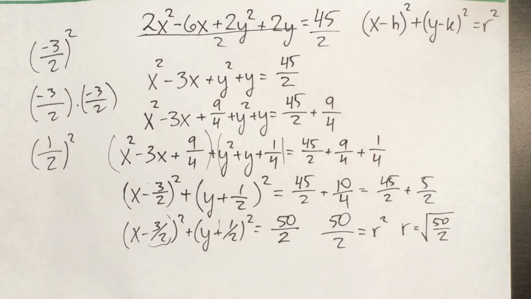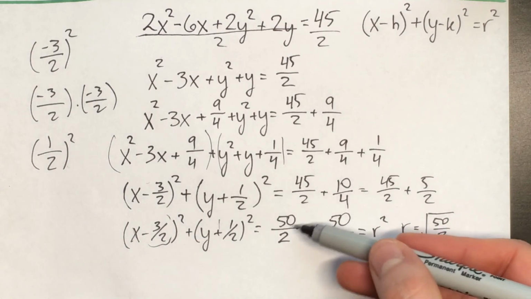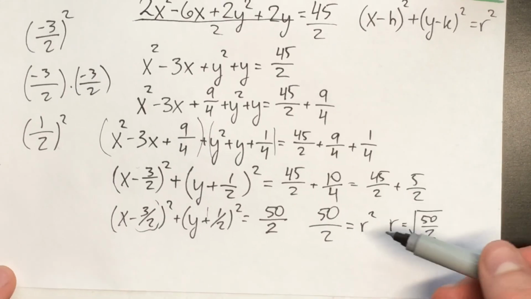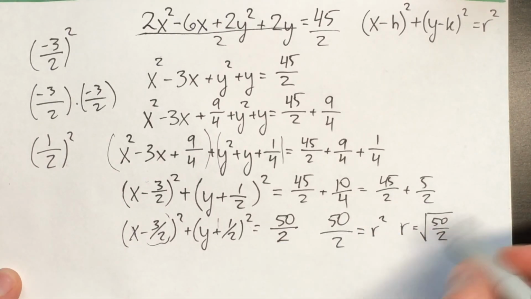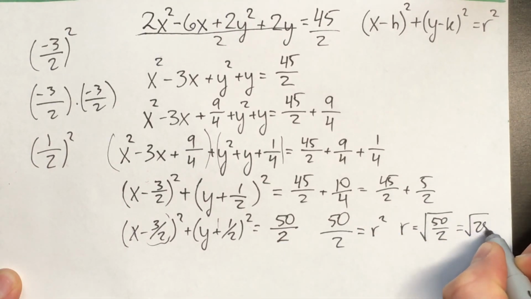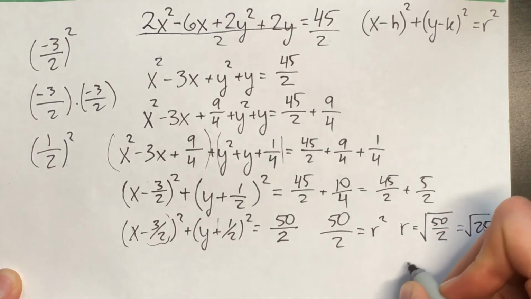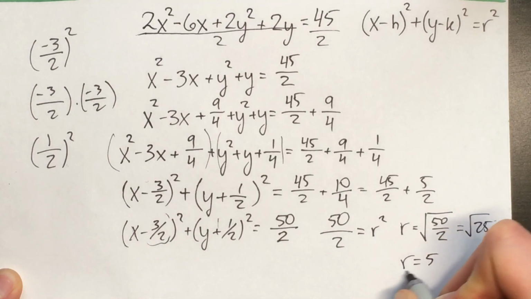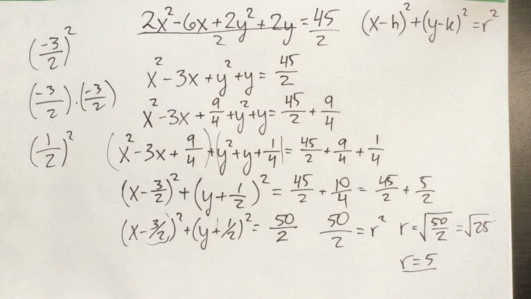So what will that be? Let's see. Square root of 50 over 2. Oh yeah, oops. I forgot that you could actually divide 50 by 2. Sorry. So that's equal to the square root of 25. So r is equal to 5. So that's A.